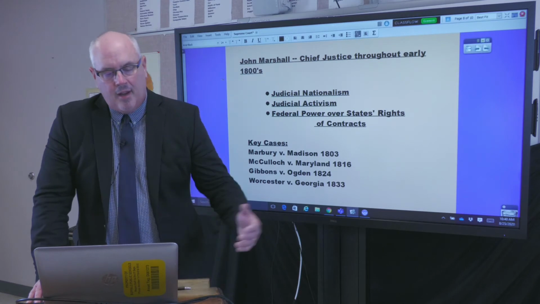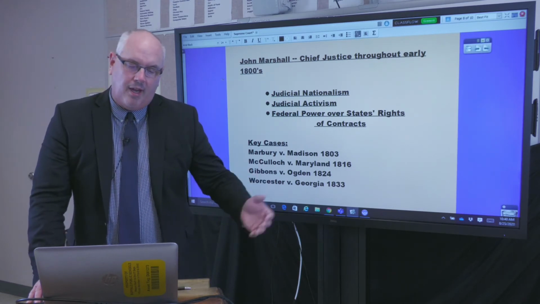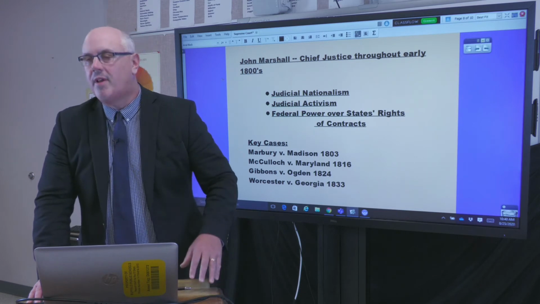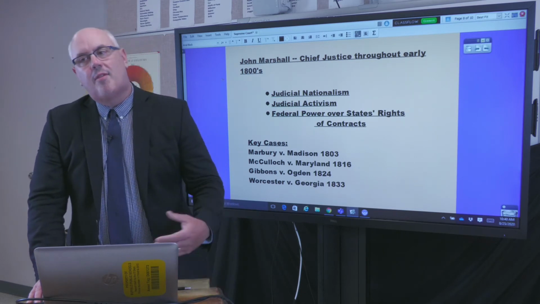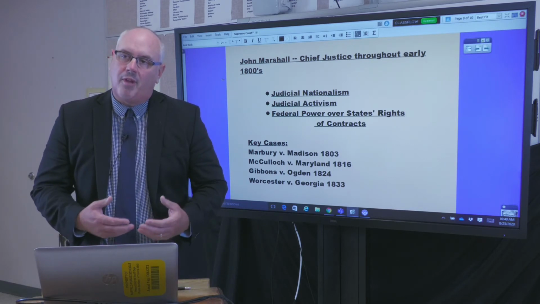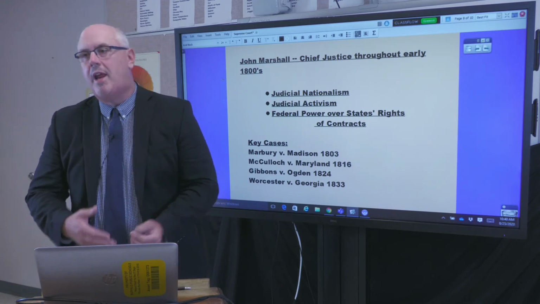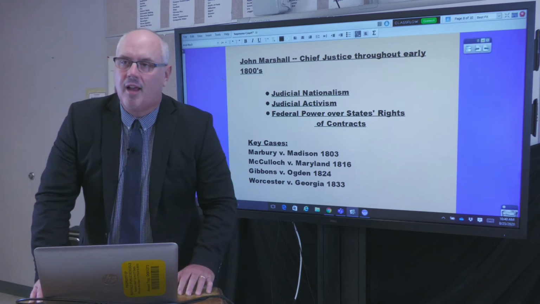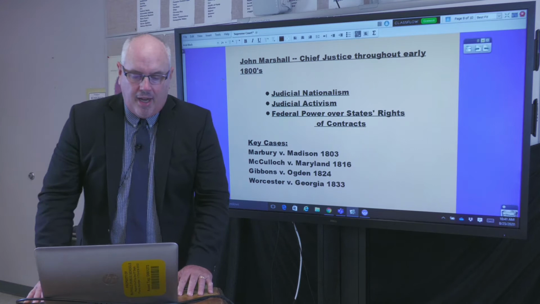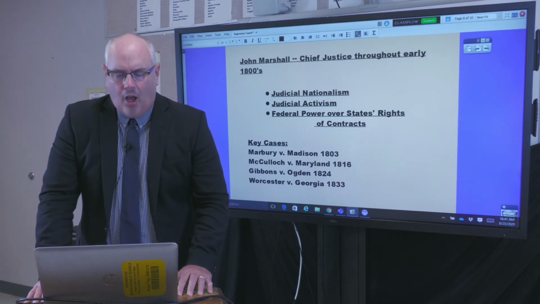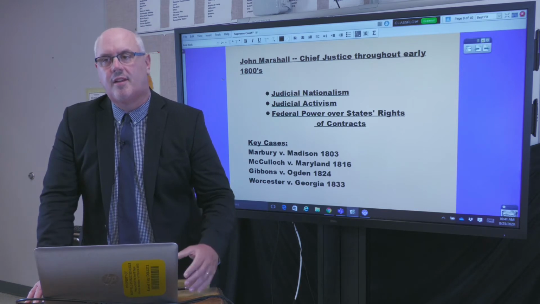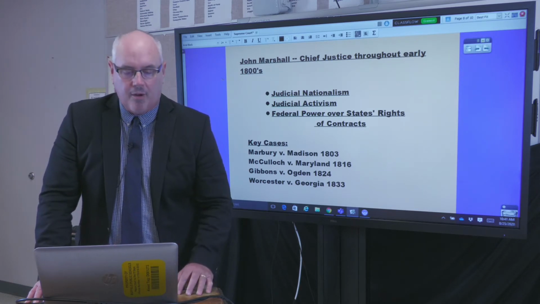And again, prior to this, we had in the Constitution Article 3, and we had Federalist Paper 78. Even the first Chief Justice, John Jay, had not really used the court's power in a way that would have established it as a powerful entity of the government. So by now, we have the judicial branch under Marshall, and it's going to really establish itself as a force to be reckoned with.